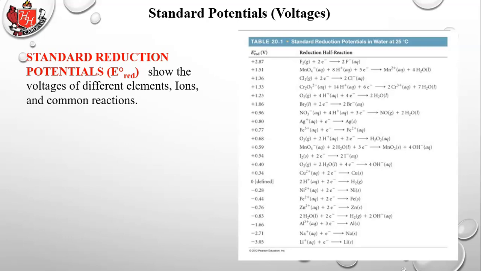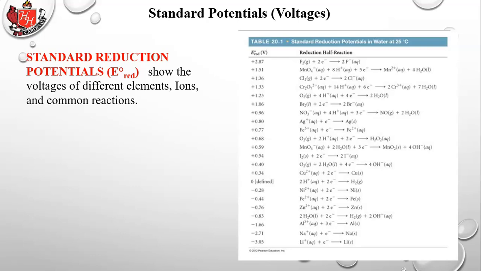It's how much difference there is between the anode's potential and the cathode's potential. That's how much the electrons will want to move. It's essentially the voltage that you're going to get. And you can see at the top in the upper left, it says E, little circle, red, and then V. So that is a voltage.